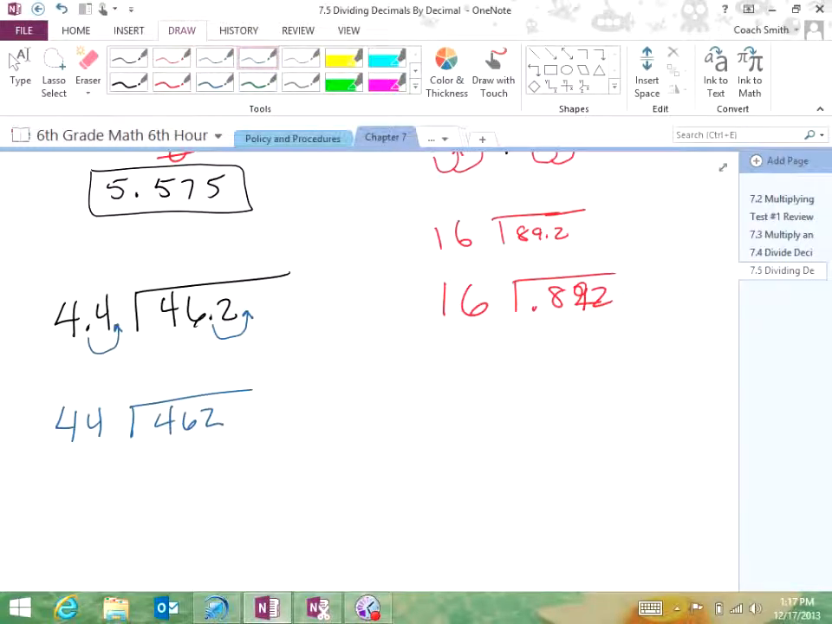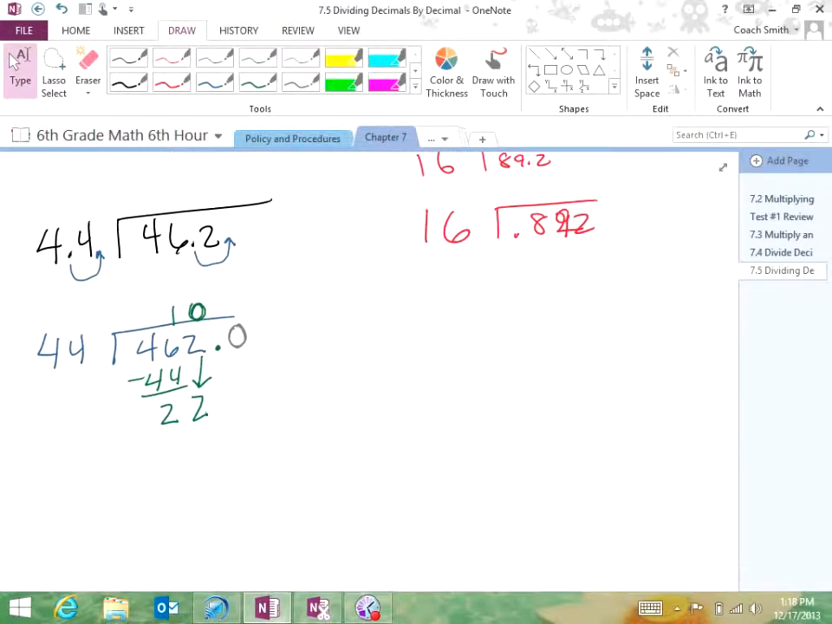44, does it go into 4? No. 44 into 46 goes how many times? Once. 1 times 44 is 44. Remainder 2. Bring down your 2. Does 44 go into 22? No. So I have to put a 0 above the 2. That's the first step. Then I'm going to add a decimal. Then I'm going to add a 0.